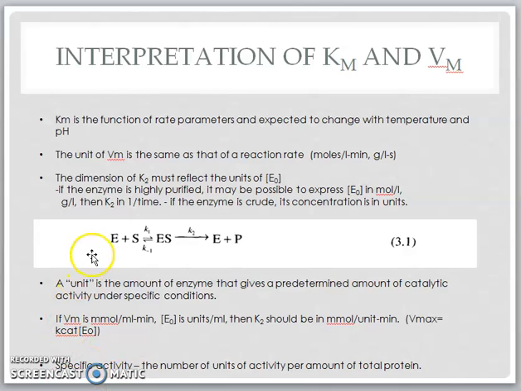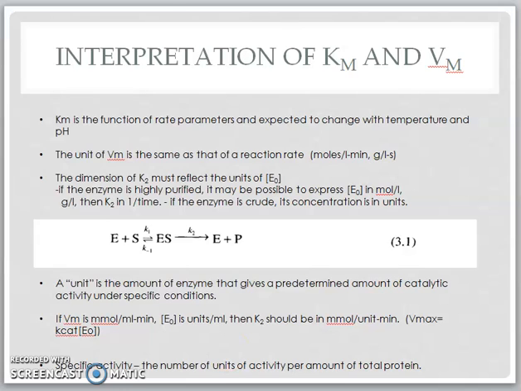So the unit is the amount of enzyme that gives a predetermined amount of catalytic activity under specific conditions. We always find this word when the concentration of enzyme is mentioned. The concentration of enzyme can be in the unit of unit. That's the unit.